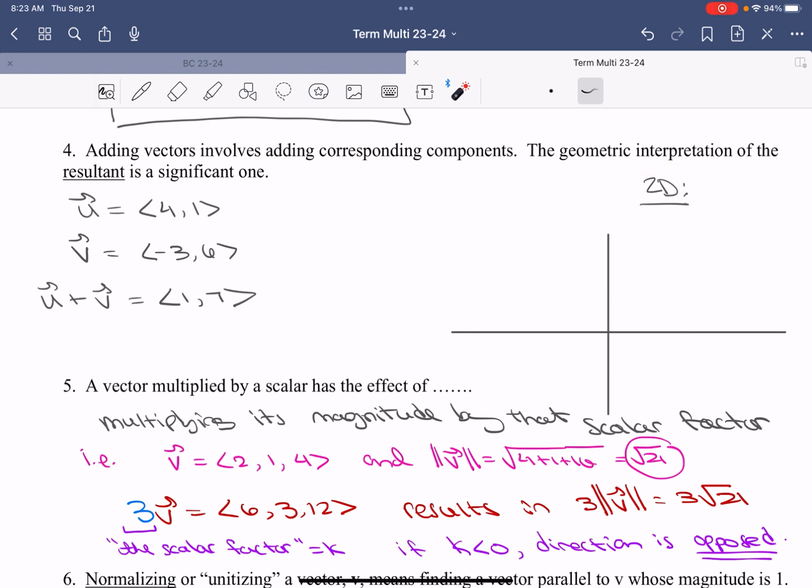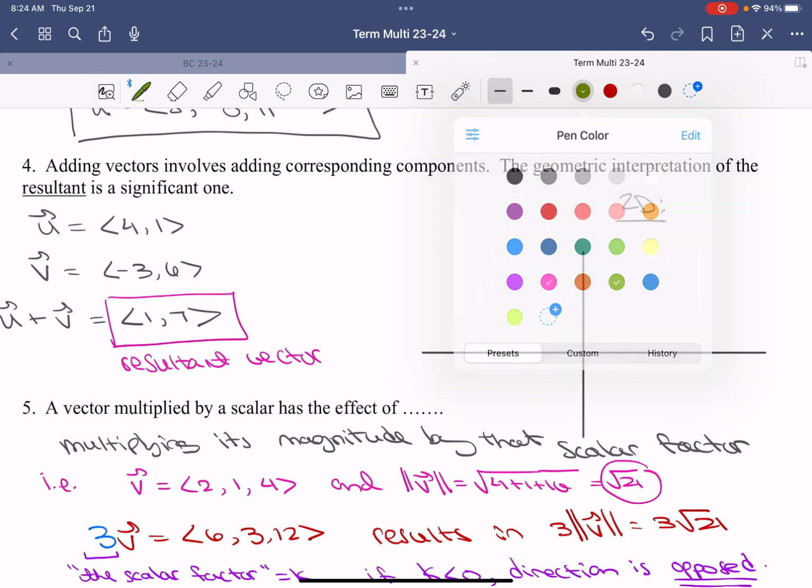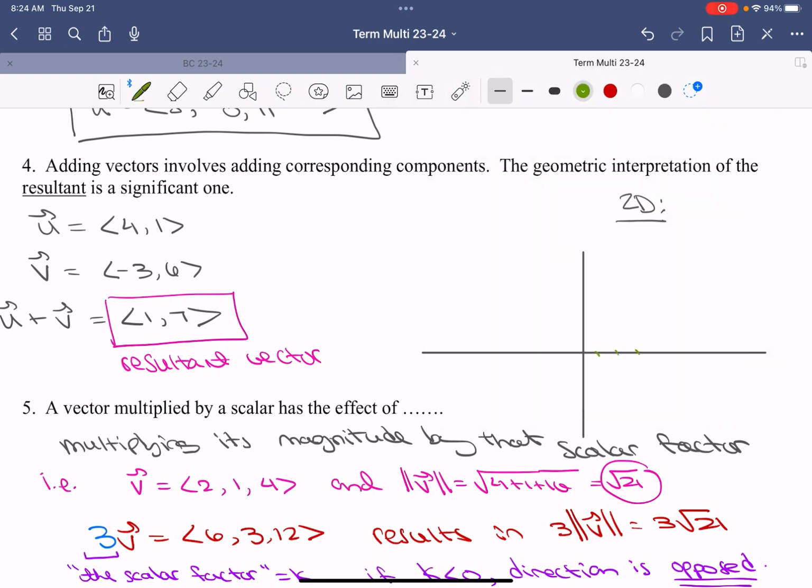Okay, let me first give you some vocabulary. When you are performing an operation between vectors, like this is the operation here, the result of that operation is oftentimes referred to as the resultant vector, okay? This is the resultant vector. And a resultant vector is merely what it sounds like. It's the vector that results from whatever operation was being performed.